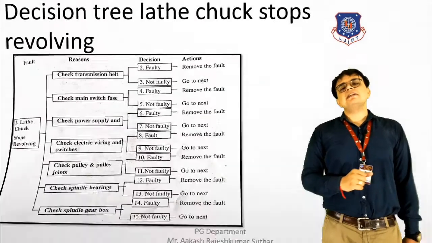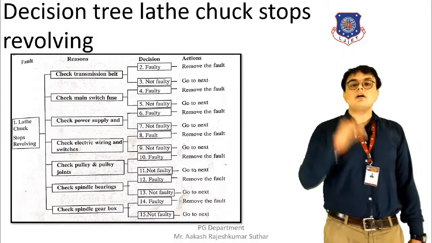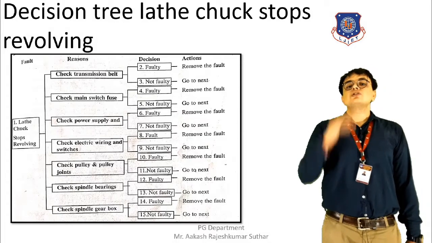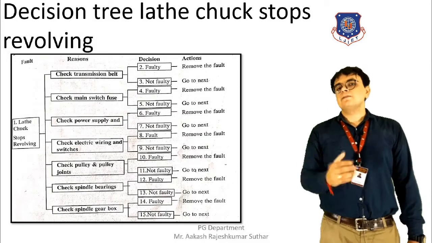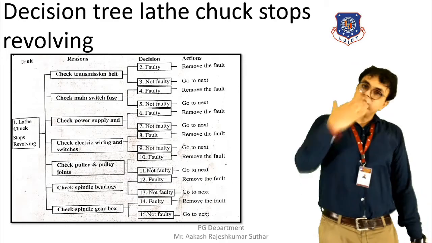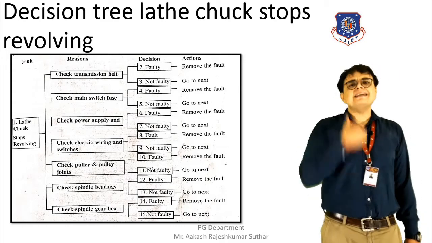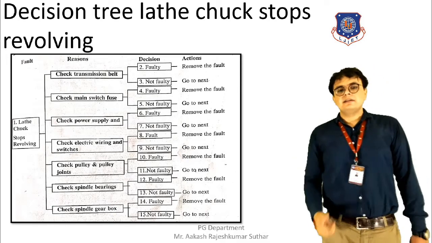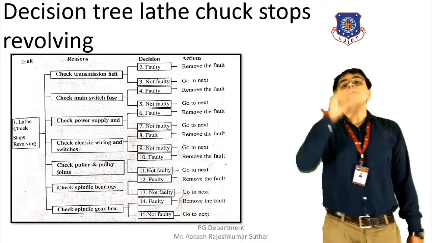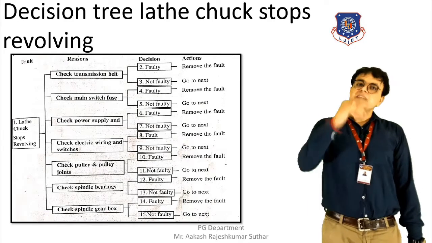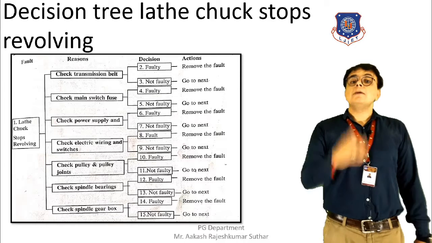So moving towards the next type of decision diagram, that is of the lathe chuck stop revolving. There is a lathe chuck that has stopped revolving. Why has this fault occurred? Let's discuss. So here the fault is the stopping of the lathe. The lathe has stopped, and we have found many reasons.